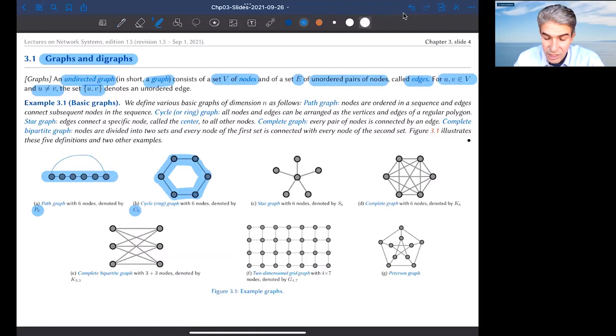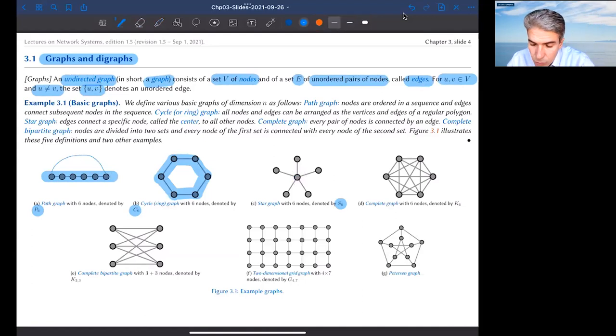Also possible instead, a rather different construction, is the concept of a star graph. A star graph with six nodes means you have one center node and five, what do we want to call them? Later on, I might call those nodes leaves. They have just one connection back to the center of the star graph.